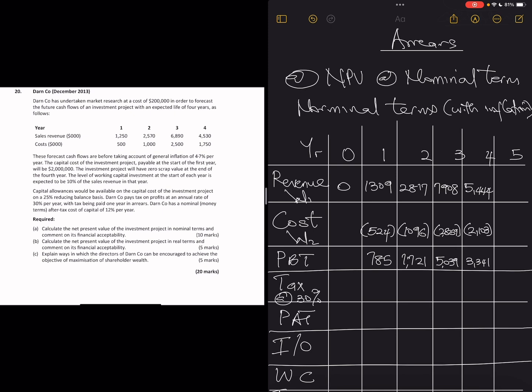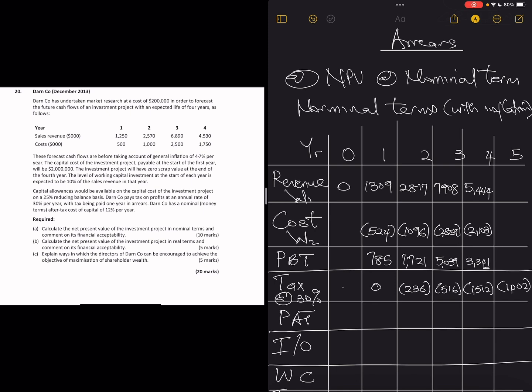Now, tax is paid at 30%, however, in arrears. Which means the tax for year 0 will be paid in year 1, so there's no tax in year 1. But year 1 tax of 785, which at 30% is 236, will now be paid here in year 2, because it's paid one year in arrears. So there's a one year delay. 236 here. 30% of 1721, that's 516. We pay in the following year. And 30% of 5039, that's 1512, paid next year. And you can see why we have year 5, because the 3341 times 30% in year 4 will be paid in year 5 because tax is paid in arrears.